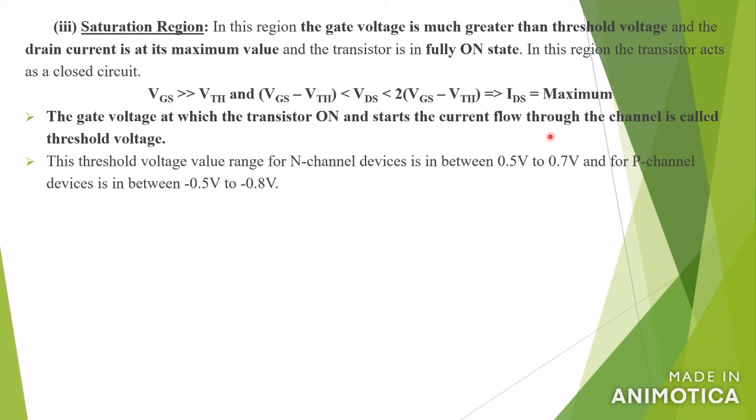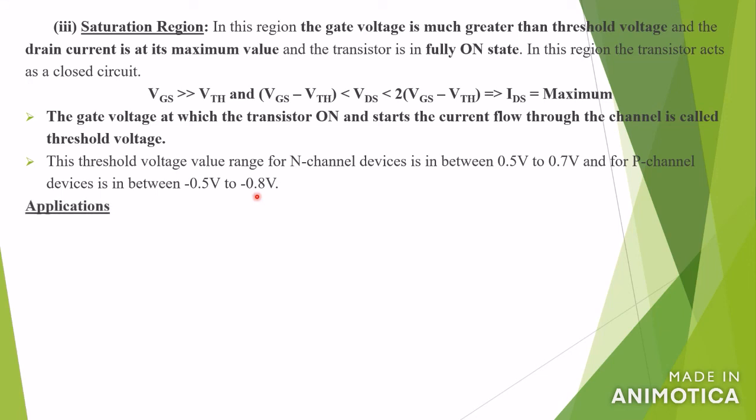This threshold value will vary for N-channel and P-channel devices. For an N-channel device it is between 0.5 volts to 0.7 volts, and for a P-channel it lies between minus 0.5 volts to minus 0.8 volts.